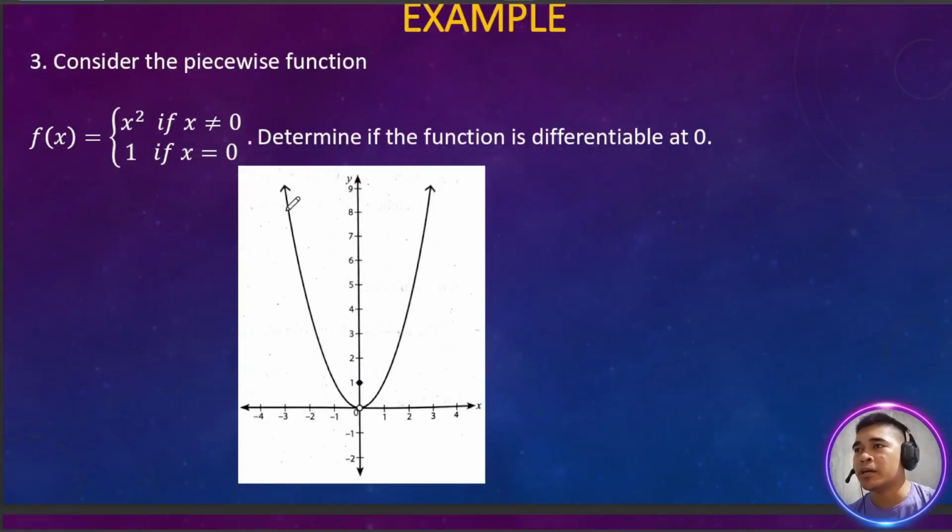So, we have another example. Example number 3. Consider the piecewise function. f of x is equal to x squared if x is not equal to 0, and f of x is equal to 1 if x is equal to 0. Determine if the function is differentiable at 0. So here, this is our 0. We have here f of x is equal to 1. So let's try if the given function is differentiable at 0.